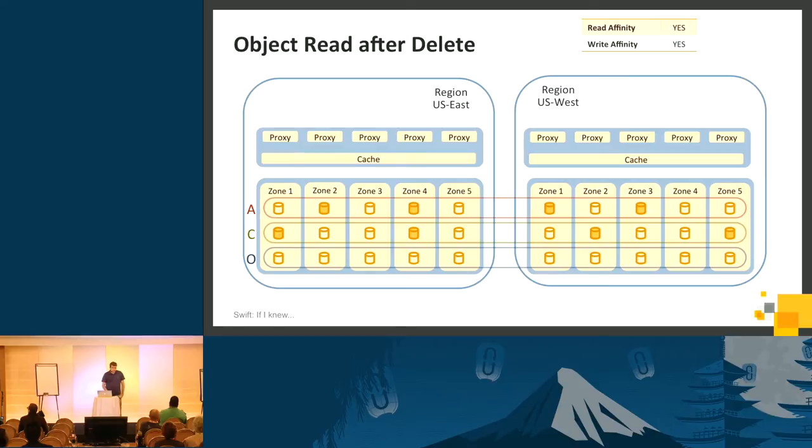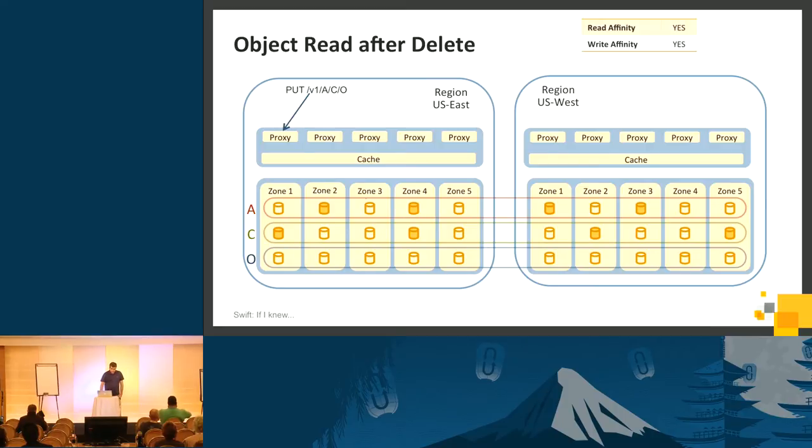Okay, there's another nuance that happens if you have write affinity on. If you write an object, delete the object, and then read the object, you can still get it back, if this happens before the objects get replicated. We're going to go through the whole process and explain a few other nuances along the way.